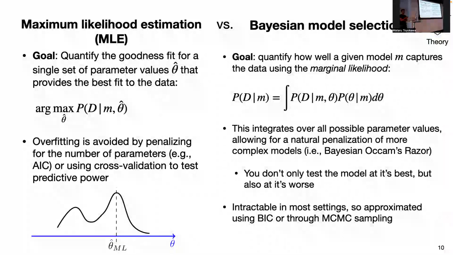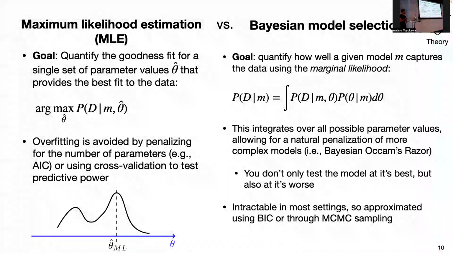And so what this means is that we get some natural penalization for models that are too flexible, because under certain sets of those parameters, we're getting very bad predictions. This approach tries to integrate out over all the possible parameter values, allowing for natural penalization.